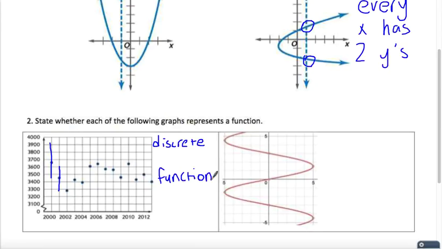The one on the right is continuous because there's no space between any of the points. So it is continuous. However, it is not a function because no matter where I draw a vertical line, it intersects 1, 2, a lot more than once. So it's not a function.